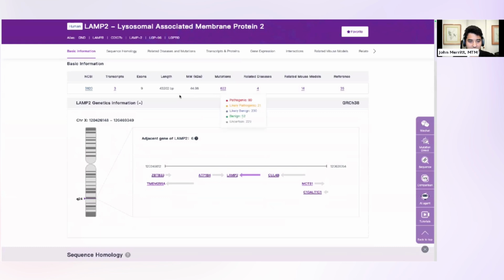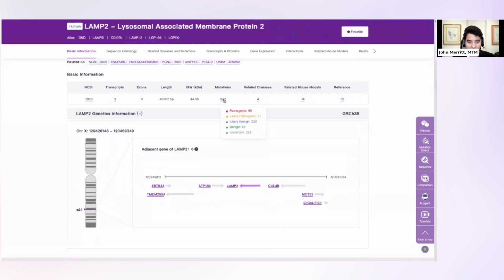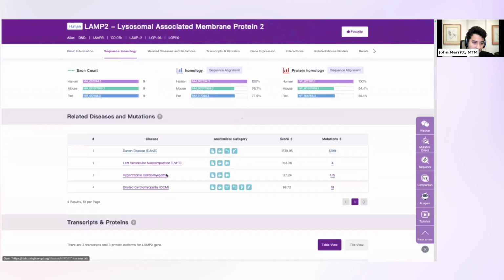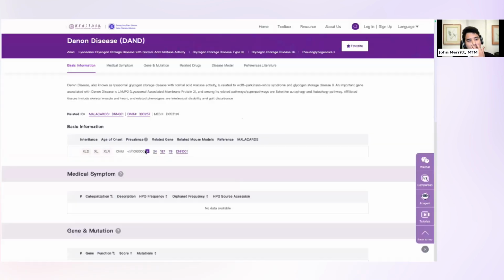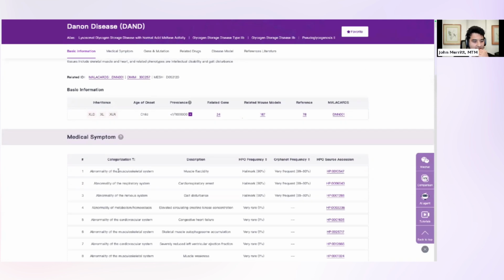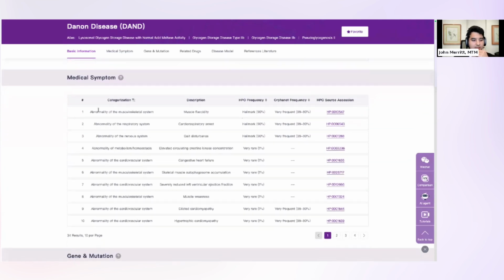Here there are 622 different mutations, 90 of them pathogenic. So there's a lot of different types of mutations here. And then obviously if you knock it out, you're creating, let's see, Danon disease. I've never heard of Danon disease, but it seems pretty rare. It looks like it's X-linked. That would make sense because it's located on the X chromosome. Let's see, categorization, medical symptoms, abnormality in the musculoskeletal system. And this is all in mice.